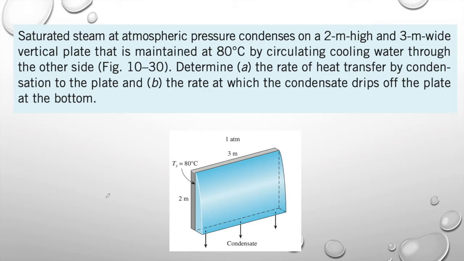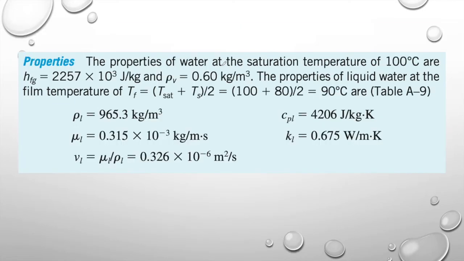to the plate, and the second one is the rate at which the condensate drips off the plate at the bottom. So for question 1A, question A is to determine what is the Q dot, Q dot for the condensation. And then for the second one, the rate at which the condensate drips off, we have to determine what is the M dot.